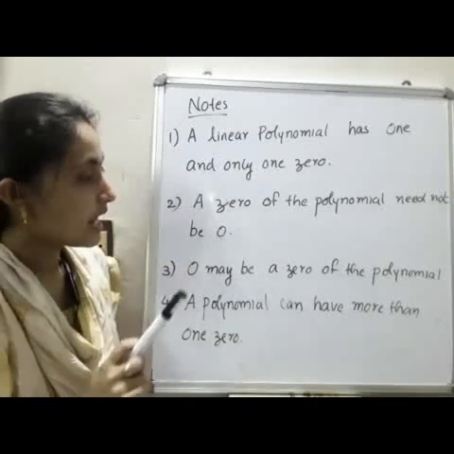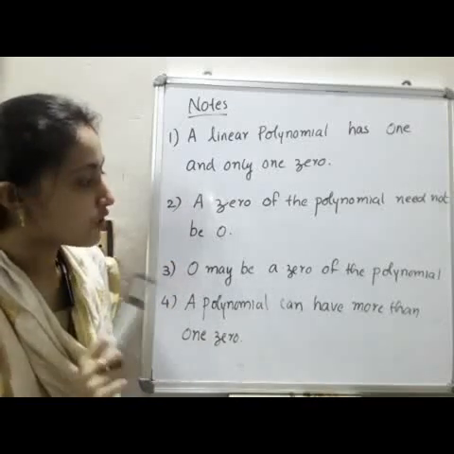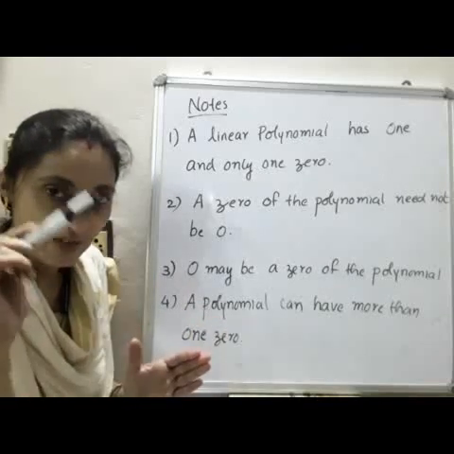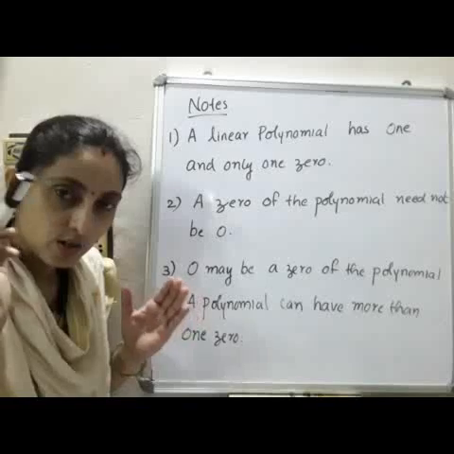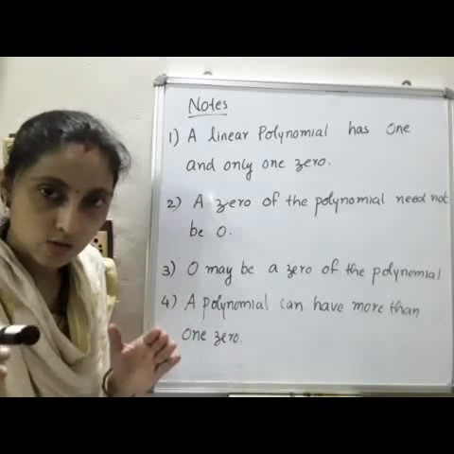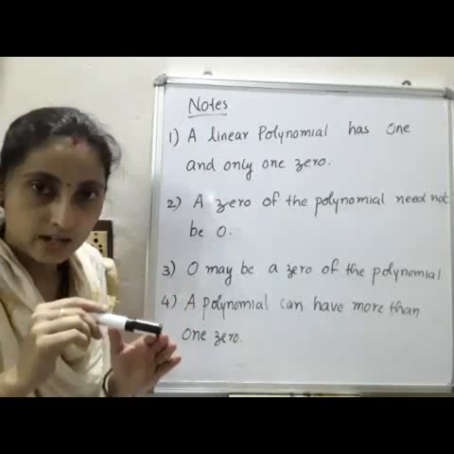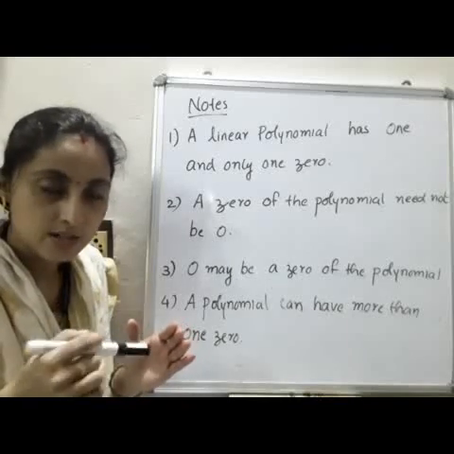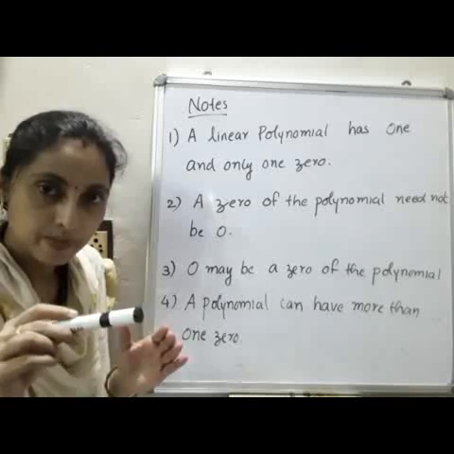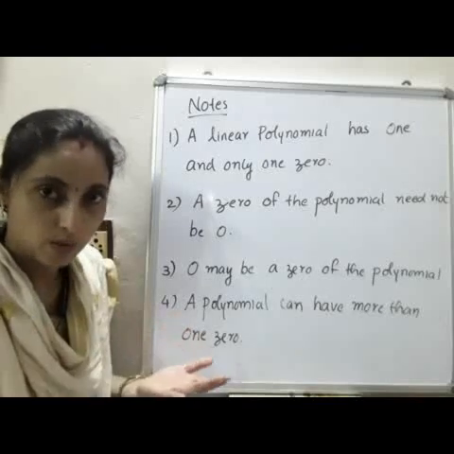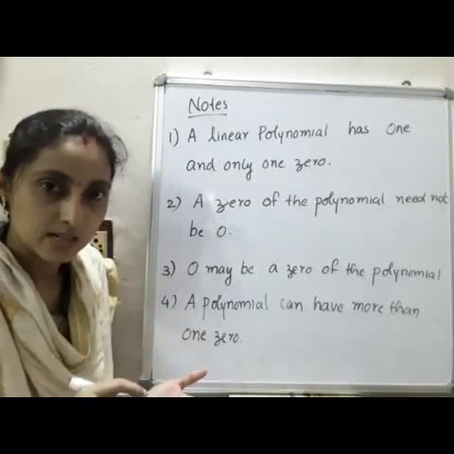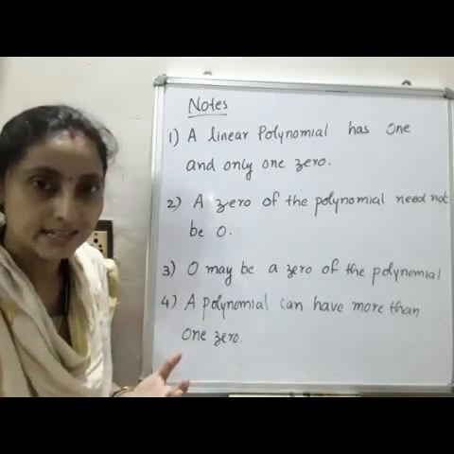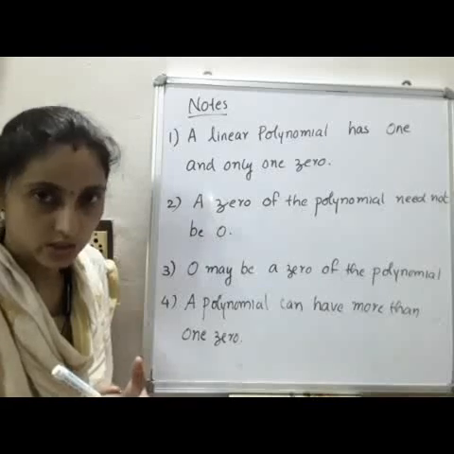Then the second one: a zero of the polynomial need not be 0. What is meant by the zero of the polynomial? That is the value. So the value of p of x is always 0, but x may vary. Sometimes it may be 1, sometimes it may be 0, sometimes it may be 2, 3 or any number. I'll go through the examples. So it's not compulsory that it must be equal to 0.